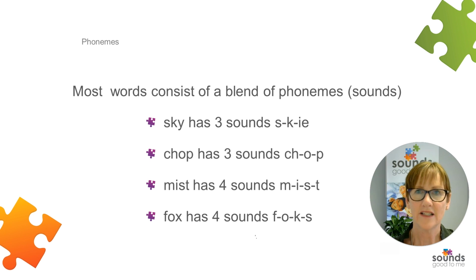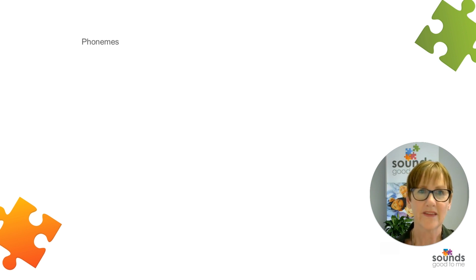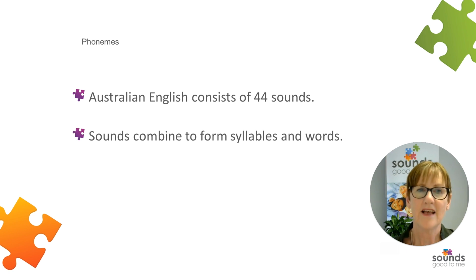F, o, k, s. So you can see there that chop has three sounds and four letters, and fox has four sounds and three letters. So it can be quite tricky. In Sounds Good to Me, we're going to be talking about sounds and not letters for most of the program. Right towards the end, we'll be starting to introduce letters with sounds for the children. In Sounds Good to Me, we refer to phonemes as sounds. Okay, so Australian English has 44 sounds. It has 26 letters, but 44 sounds. And sounds combine to form syllables and words.